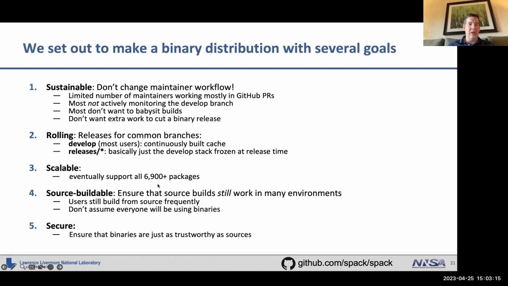We wanted to be able to support eventually all 6,900 packages. We're building something like 4,600 things repeatedly in the cloud now, so I think we're getting close. And we wanted to ensure that you could still build from sources on top of this stuff, and that it was secure.